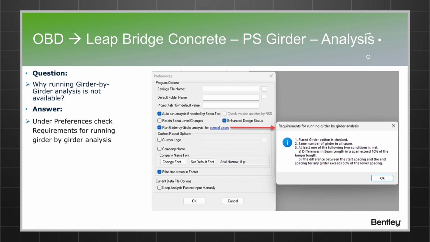There are three conditions which need to be checked. The first one is that the flared girder option needs to be checked. The same number of girders needs to be there in all the spans. At least one of the following two conditions should be met, which is basically related to the beam length. Once all these three conditions are met, the program should be able to run the girder by girder analysis.